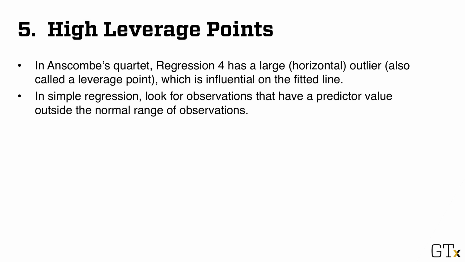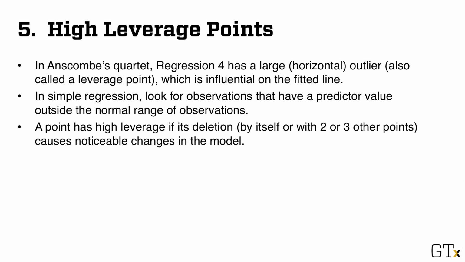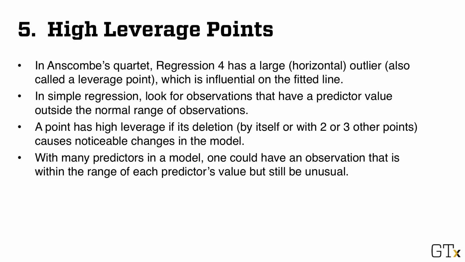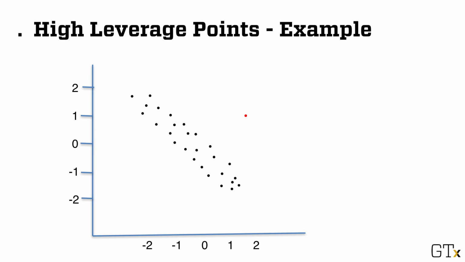In simple regression, look for observations that have a predictor value outside the normal range of observations. A point has high leverage if its deletion by itself or with a few other points causes noticeable changes in the linear regression model. With many predictors in a model, one could have an observation that is within the range of each predictor's value but still be unusual. Here is an example of that.